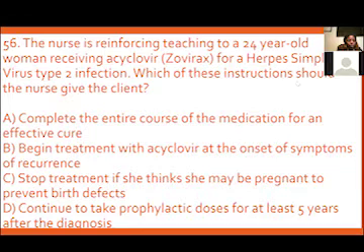And this should be begin treatment with acyclovir on the onset of symptoms. Stop the treatment if she thinks she may be pregnant to prevent birth side effects, and continue the acyclovir dose prophylactically for at least 5 months after the dose. What do you guys think?